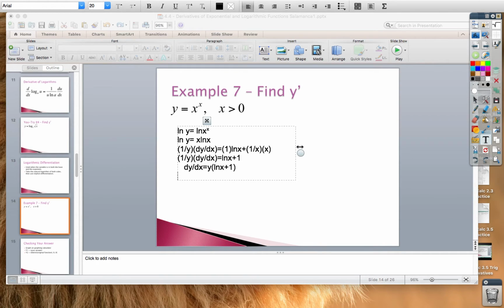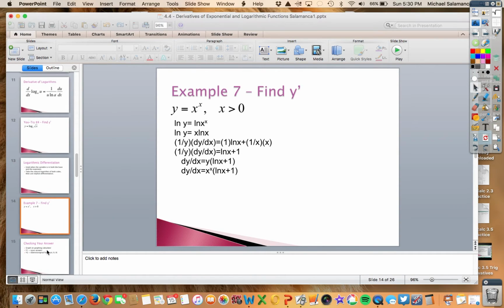And if you remember from our very first step, y is equal to x to the x. So that's x to the x power times ln x plus 1 as our final answer.